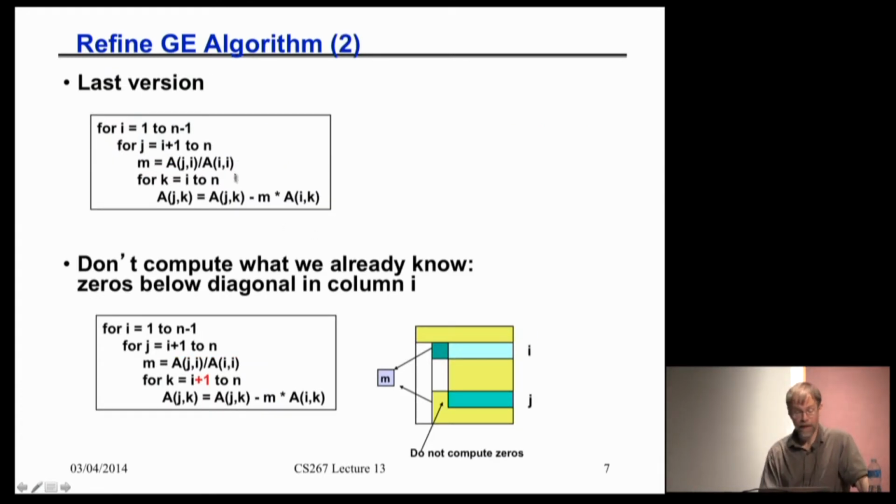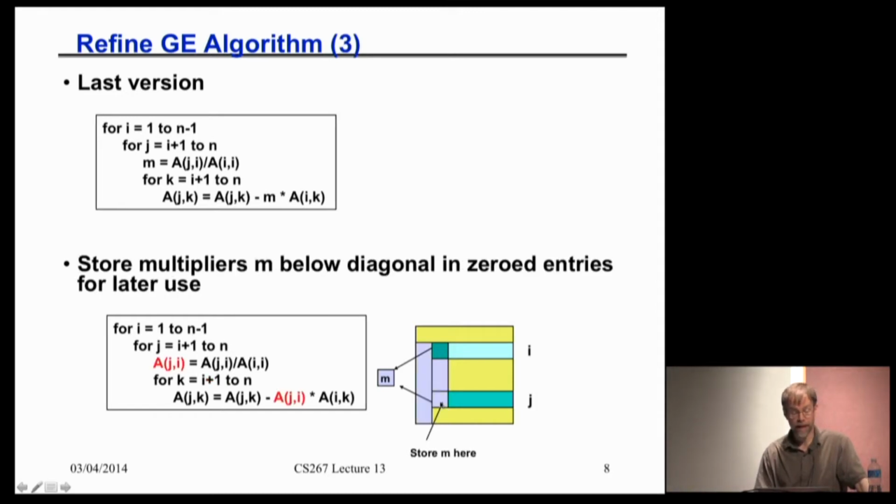The second optimization is don't compute what you know. And what do I know? I know I've created all those zeros. So let me not bother to do that. And so I'm not going to add this entire row to that row. I'm going to start over there. And so instead of looping from i to n, I'm going to loop from i plus 1 to n. And so I'm going to leave all those filled up. So that's the next version.